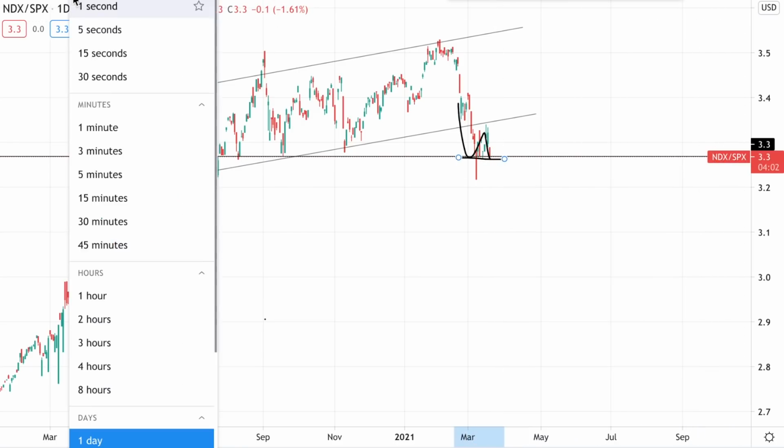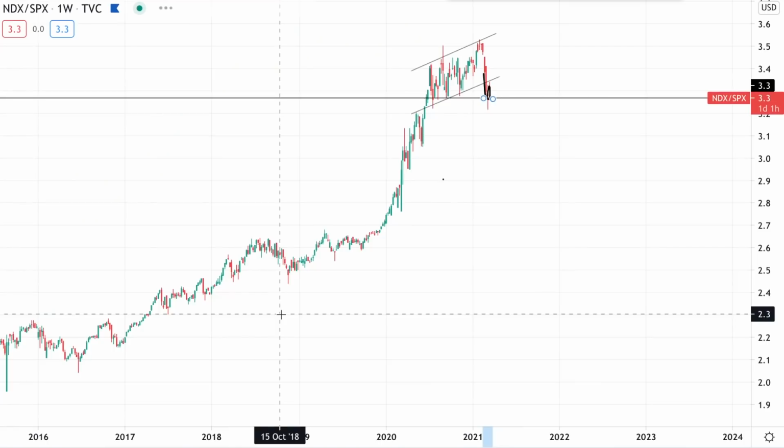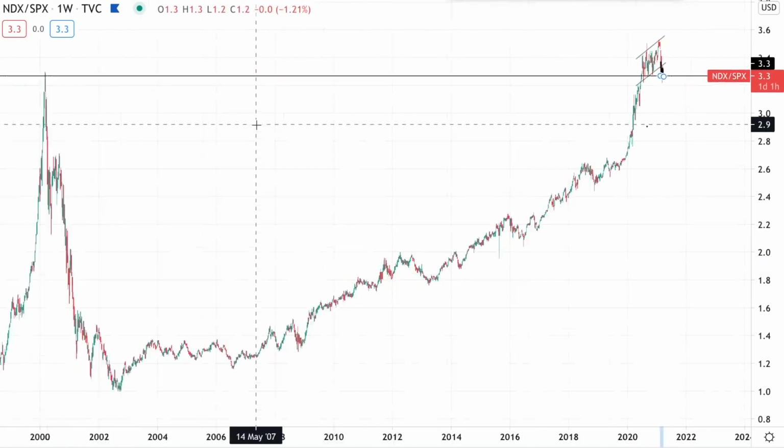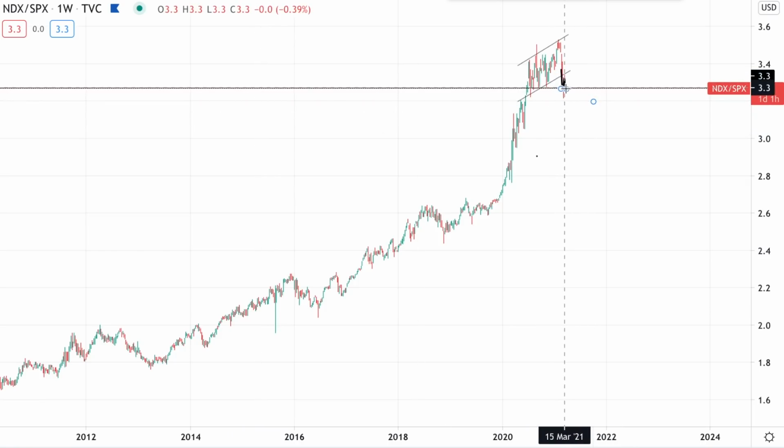But if we zoom out here, let's see what that level is. It corresponds to the top of that dot-com bubble. And so what's happening right now, it's a test of support. That's as simple as it gets.